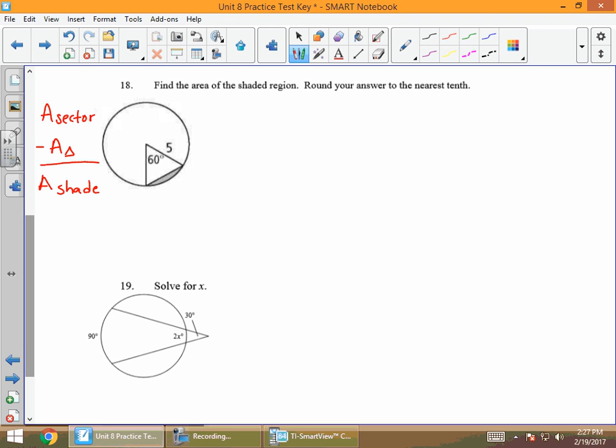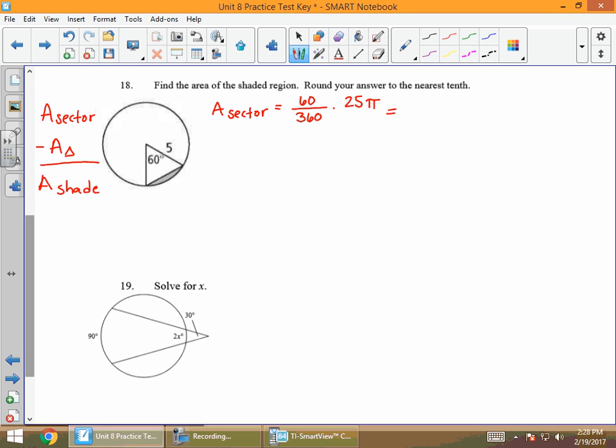So I have to find the area of the sector, the area of the triangle, then I need to subtract them. All right, so the area of the sector is the angle divided by 360. What shows me the angle is 60. So 60 out of 360 times the area of the circle. And the area of the circle, if it has a radius of 5, is pi r squared. So that is 25 pi. That's the area of the entire circle.